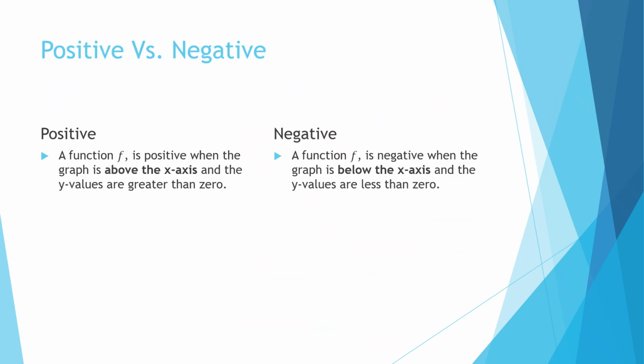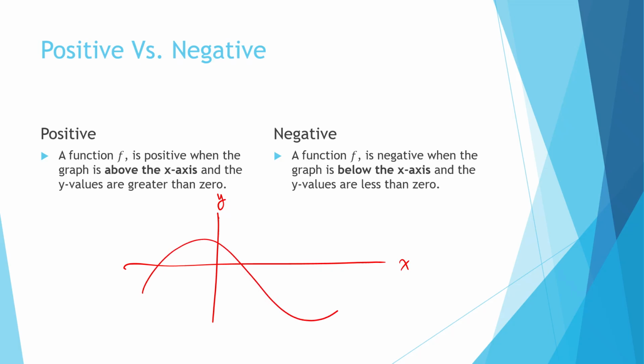Now, let's talk about positive versus negative, and when a function is positive versus when a function is negative. Basically, just look at your x-axis here. Let's take a look at this function, right? And I drew this out. Basically, a function is going to be positive when it is above the x-axis, right? That means the y values are all positive numbers.